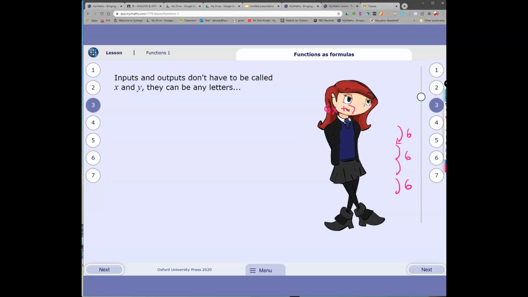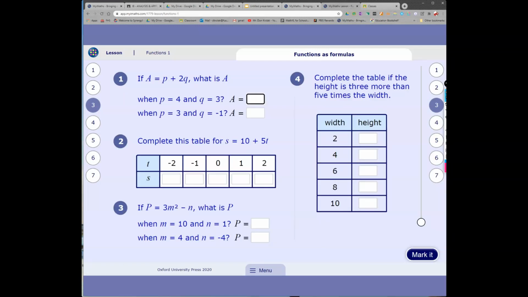Okay, inputs and outputs, guys, don't have to be x's and y's. They can be anything. It's just 2 letters. It could be A and B. All right, so now you've got the rules, and you're going to fill in the missing outputs based on using the rules. So I'm going to pause this, go ahead and work those out.